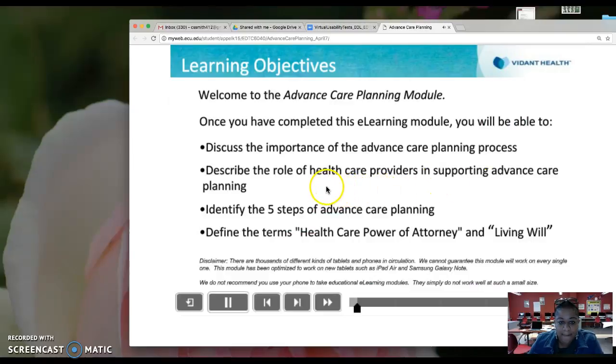Welcome to the Advanced Care Planning module. In this module, you will learn how to ensure that a patient receives the care that they desire, should they become unable to speak for themselves. This module helps hospital staff support patients in making those decisions based on their values and preferences for their care, and having those discussions with their loved ones. Once you have completed this e-learning module, you will be able to discuss the importance of the advanced care planning process, describe the role of healthcare providers in supporting advanced care planning, identify the 5 steps of advanced care planning, and define the terms healthcare power of attorney and living will.